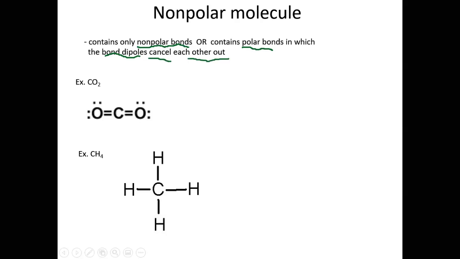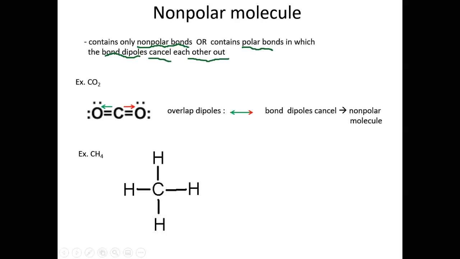So for example, CO2: the C-O bond is polar and the bond dipoles point toward both of the oxygens. Now if we overlap these dipoles, we'll see that they cancel each other out. So this means that CO2 is a nonpolar molecule because the dipoles on the polar bonds cancel each other out.